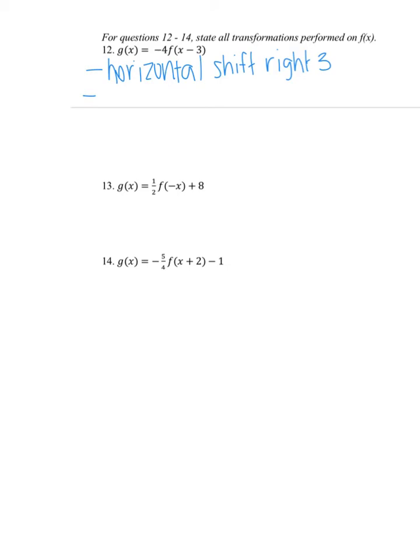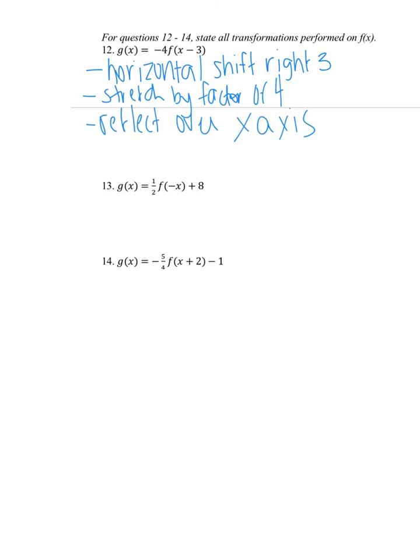And then the negative 4 is actually two separate transformations. The 4, because 4 is larger than 1, that tells me that this is a vertical stretch by a factor of 4. And then the negative out front, you're negating the entire thing. So you're negating all of y, which means this is a reflection over the x-axis. And that's all this question wants.